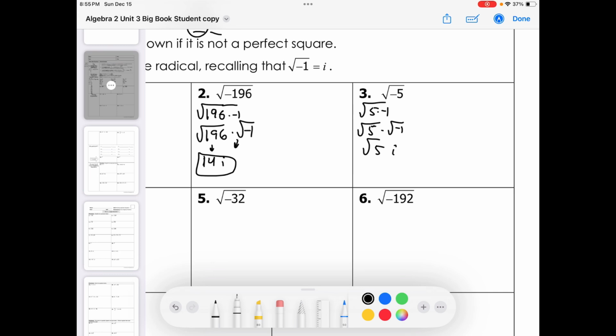Here, we will need to make one change, and that is that i should go in front of any square roots in our final answer. So if we have a square root that we can't break down any further, the i should go in front of it. So it would be i, the square root of 5.